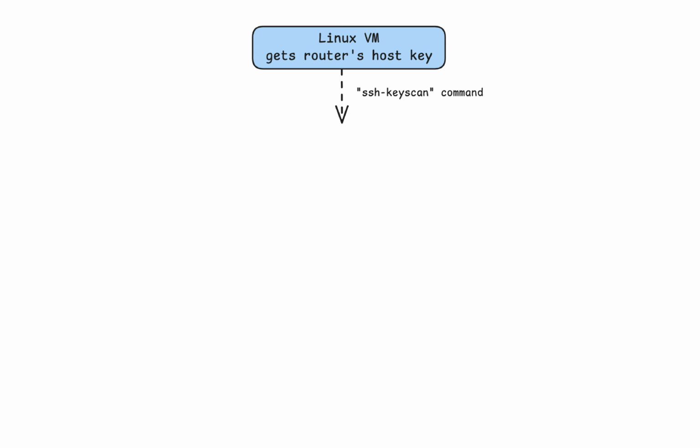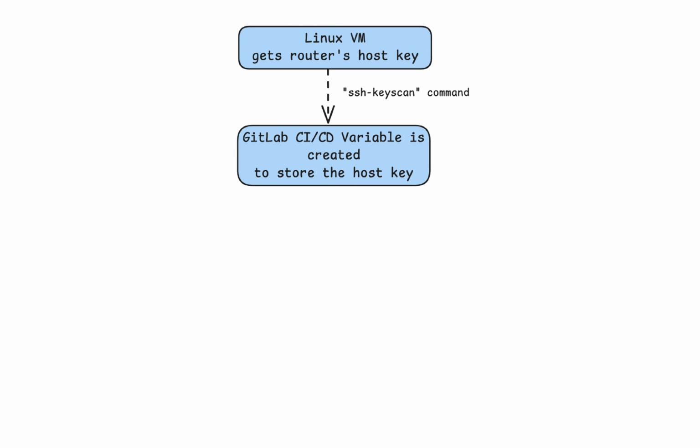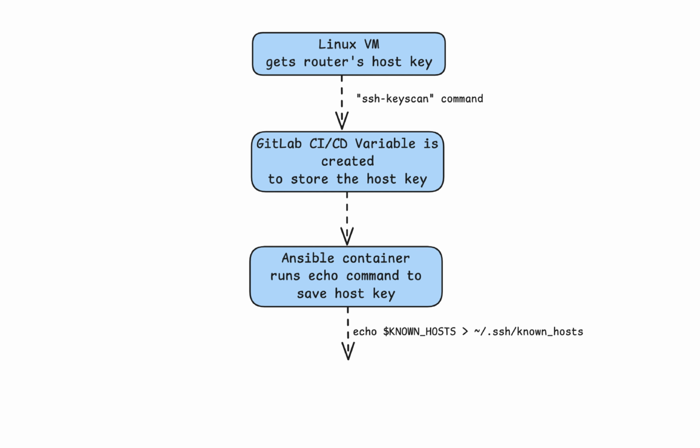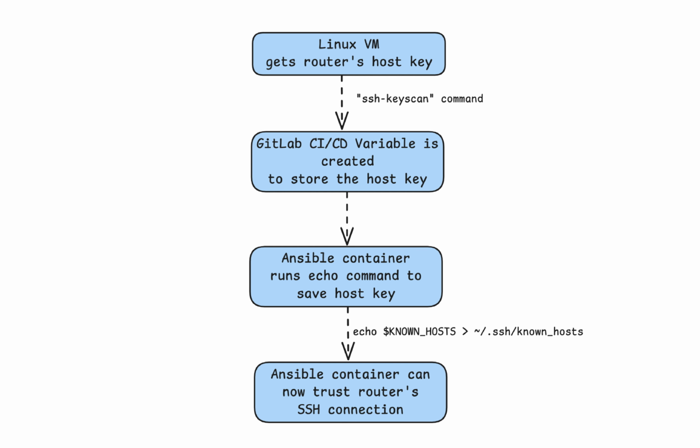Then when we get the router's host key, we can copy it and create a host key variable on GitLab. Then the Ansible container can run an echo command within our GitLab pipeline script. So we're going to define an echo command within the GitLab pipeline script. Then when the pipeline script is executed, it now knows the router, so it can run any Ansible playbook we define, the pre-check and co. So yeah.